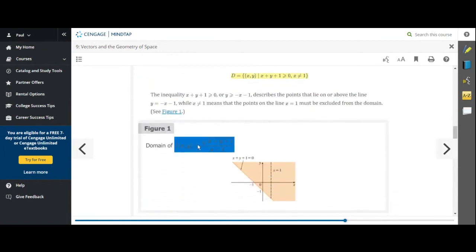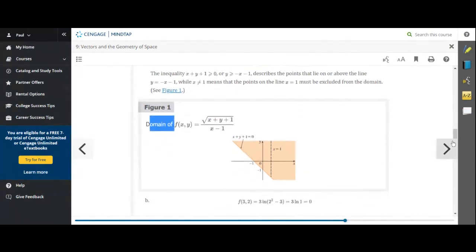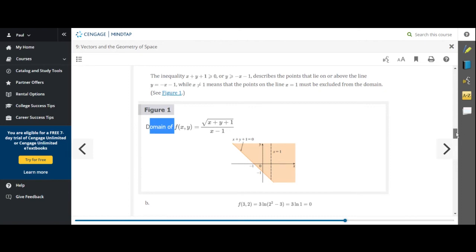Graphically speaking, this is a picture of your domain. You have an asymptote at x equals 1, and all the points above the line x plus y plus 1 equals 0. That means y equals negative x minus 1. That's the line, and all points above it would be allowed. So that's an example of a domain of a function.